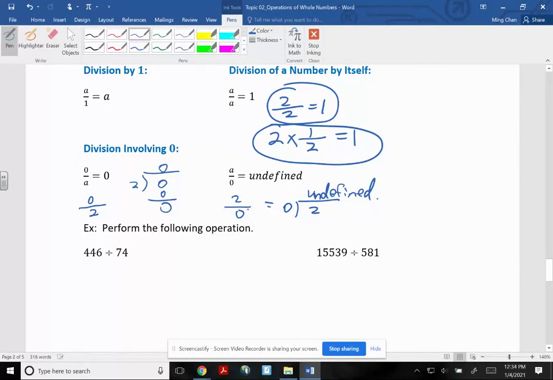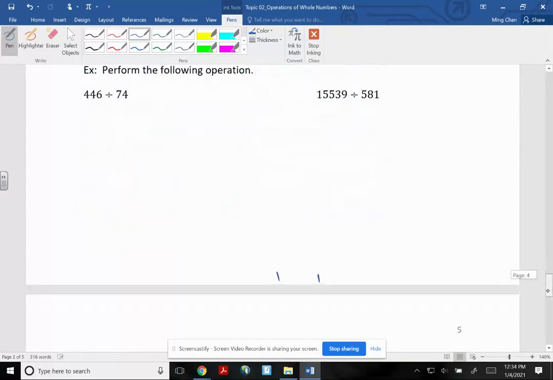Okay? Make sure you know the difference. The divisor cannot be 0. Okay? Or the denominator cannot be 0. It will always be undefined.